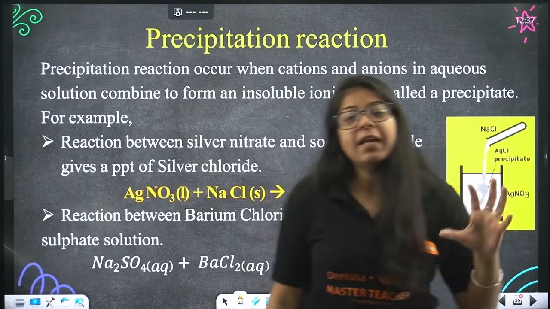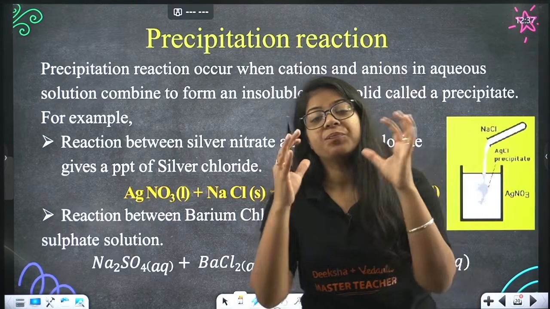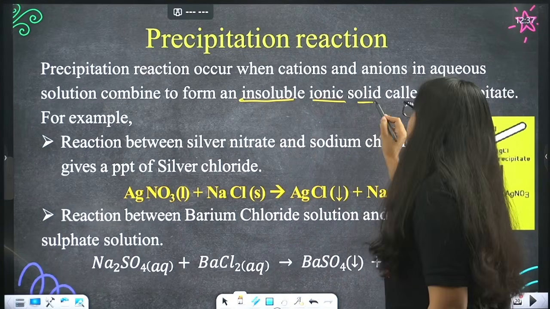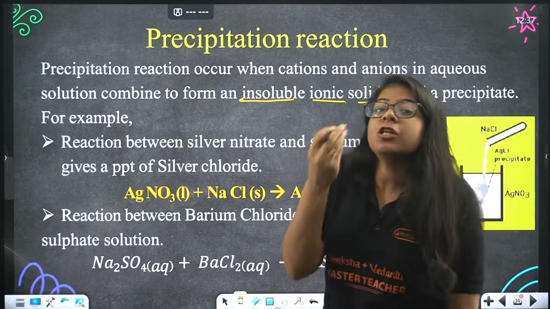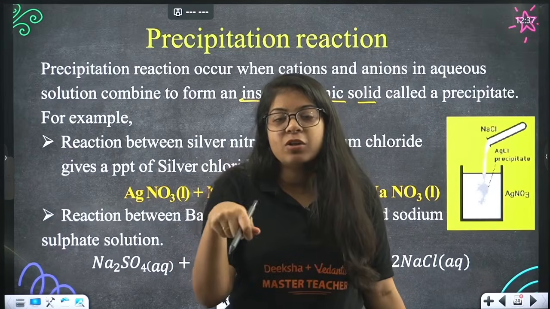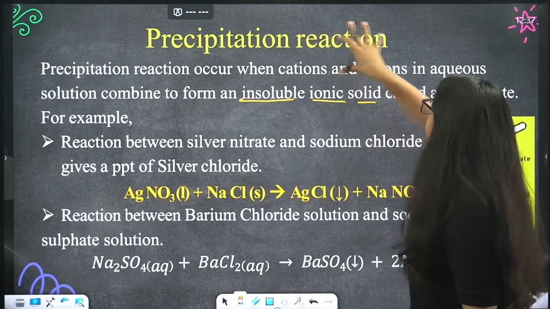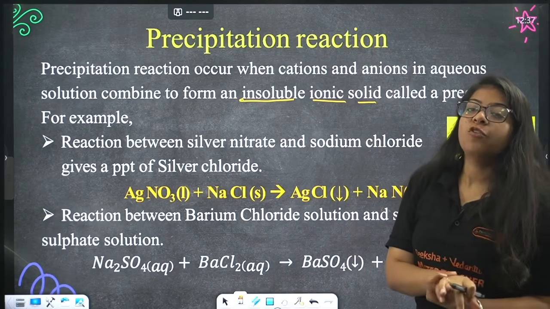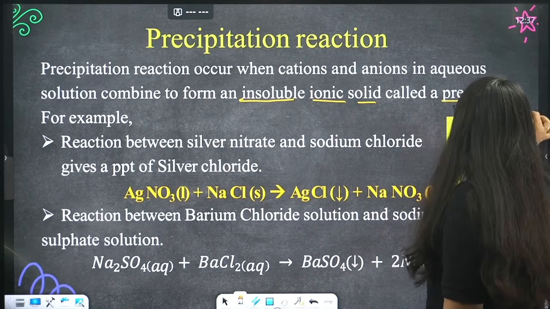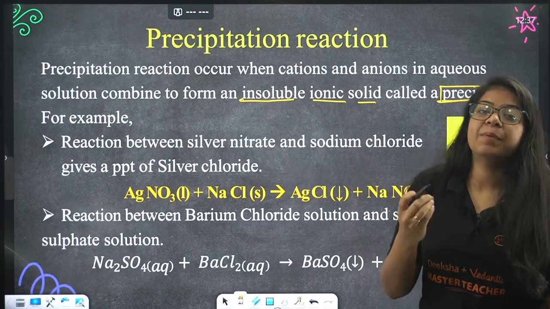What happens when cations that are positively charged and anions that are negatively charged are in a solution? They combine to form an insoluble ionic solid. Whatever is insoluble will not dissolve in that solution, and it will settle down. That solid that sits down is called a precipitate, okay.